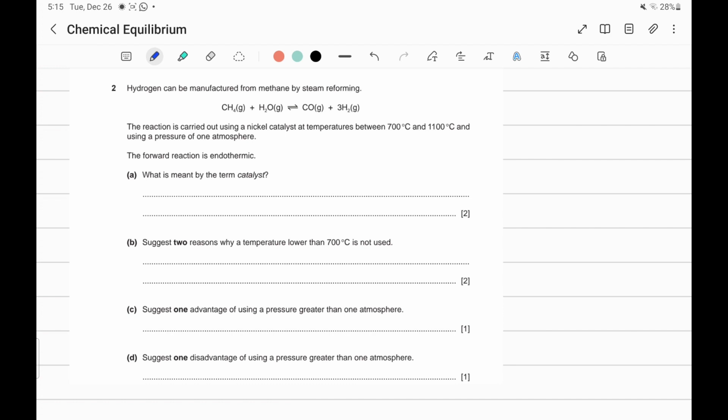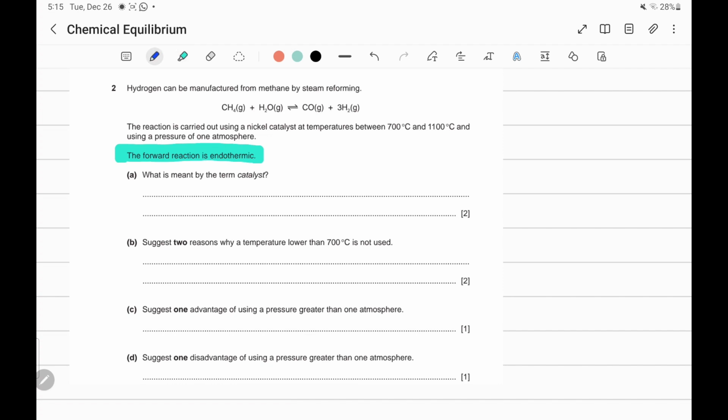So let's read the question. Hydrogen can be manufactured from methane by steam reforming. The reaction is carried out using a nickel catalyst at temperatures between 700 degrees Celsius and 1100 degrees Celsius and using a pressure of 1 atmosphere. The forward reaction is endothermic.